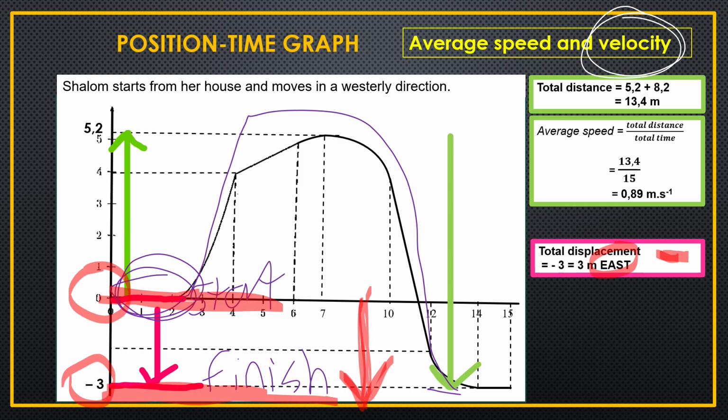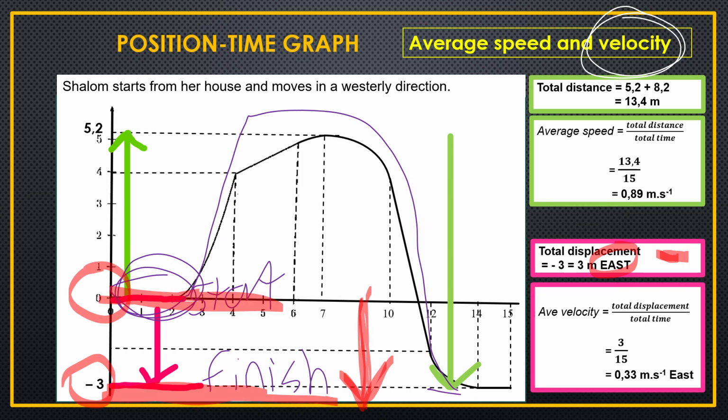So if you then want to calculate the velocity, velocity is total displacement over total time. Remember, where do I find the total time? Total time is 15, because that is the total time of this whole graph. So 3 divided by 15 will give you 0.33 meters per second. Again, east. Why east? Because when you calculate the average velocity, the direction of the average velocity will always be the same direction as the displacement. So when you need to find the direction of an average velocity, it will always be the same direction as your displacement.